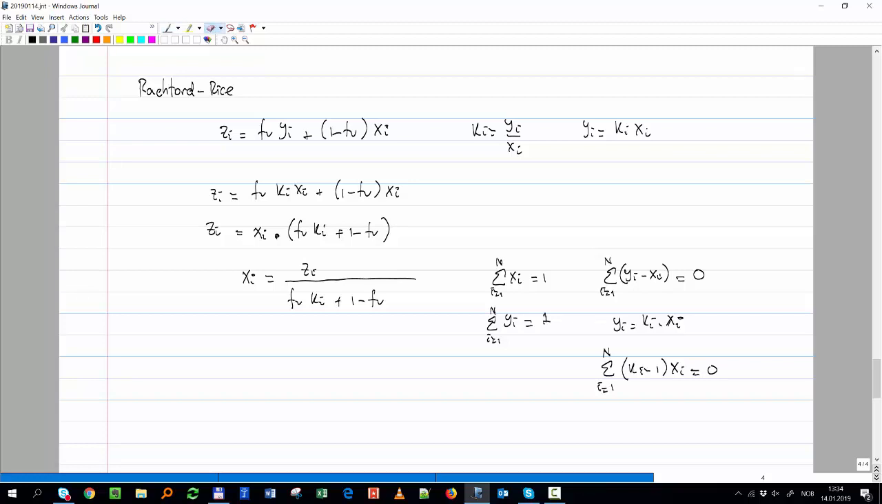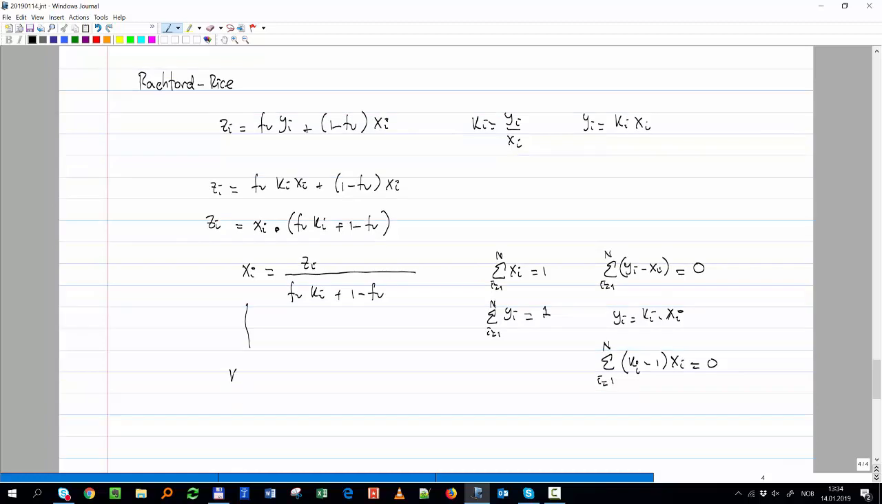Yes, let me just make it here. You have to be sure I'm not making any mistakes, okay? I have the final expression, but in the way I might be doing some mistakes. Therefore, what I can do using that expression, I can simply multiply this expression by ki minus 1 times xi. Simply that will give me ki minus 1 times zi divided by fv ki plus 1 minus fv.